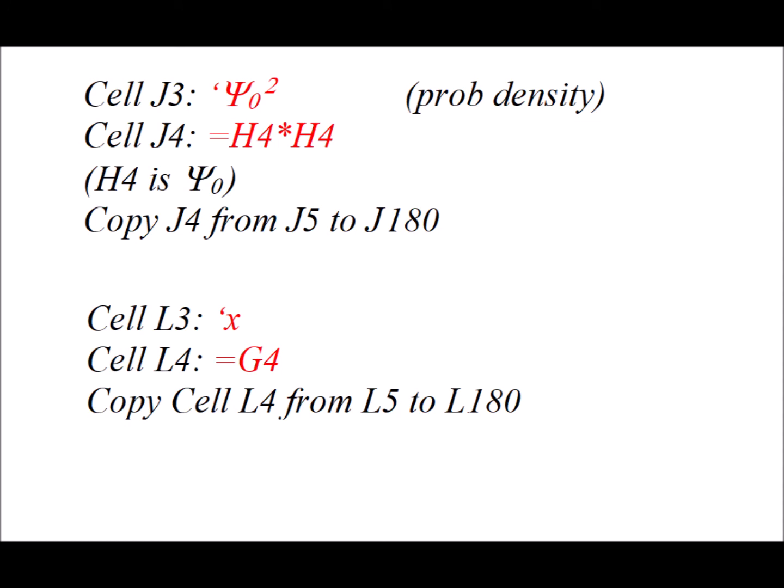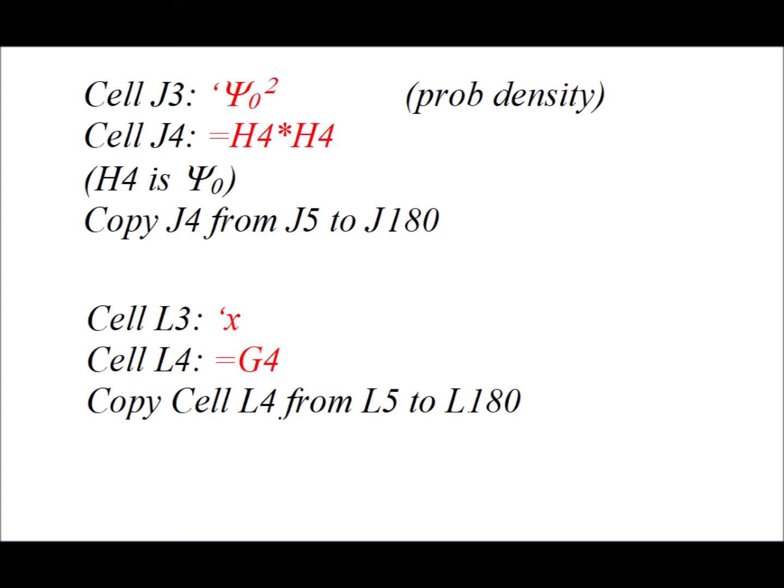Let me note here again that the way we're setting up the worksheet is not the most efficient and minimal memory way that we can do it. We're trying to do it in a way that's very clear and it's easy to see what's going on here. So we do a lot of repetition of this column of the x coordinates just to make it easy to see where it is. So in cell J3, we have the label psi sub 0 squared, that's the probability density. Then we have a formula in cell J4, and then we copy J4 from J5 to J180.